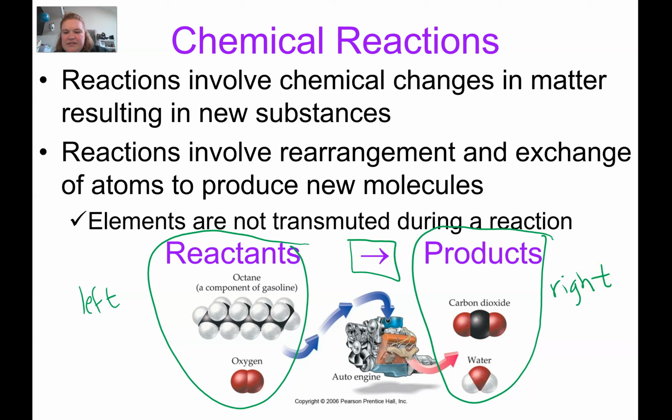One other thing over here, it says elements are not transmuted during a reaction. So that means they don't change into something else. We can't turn carbon into sulfur. We can't turn lead into gold. It is not magic.